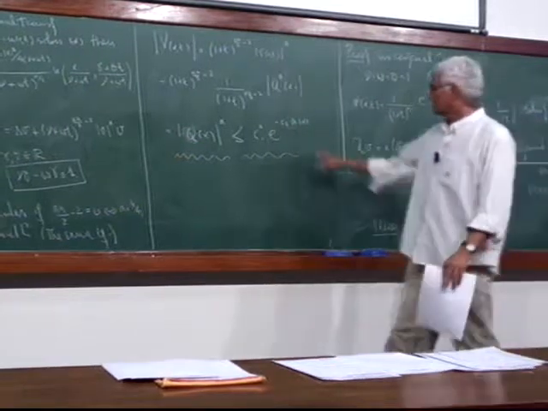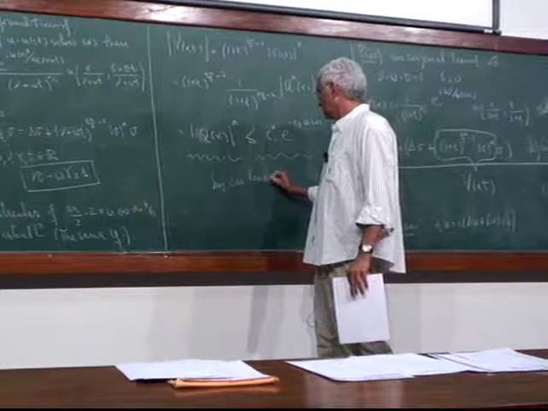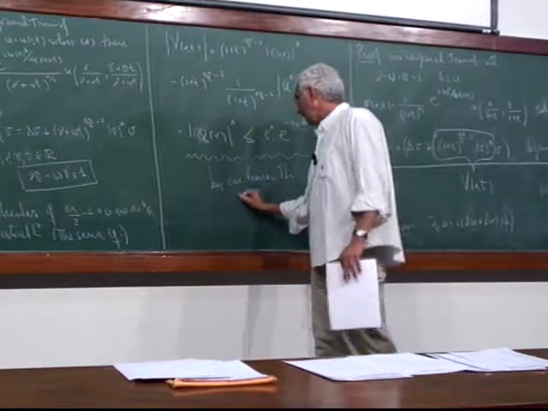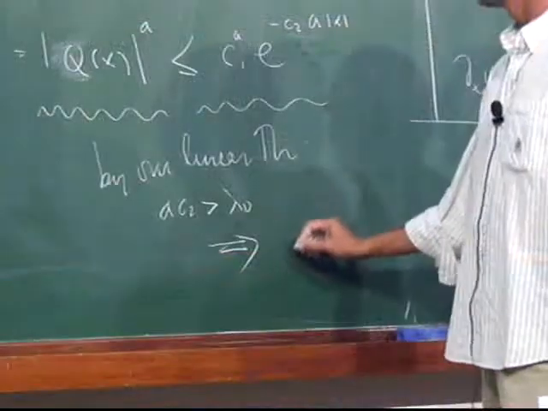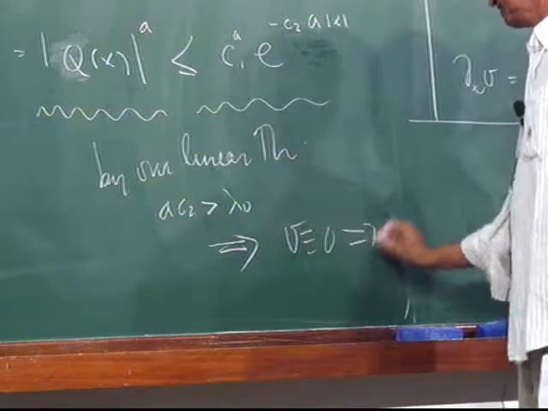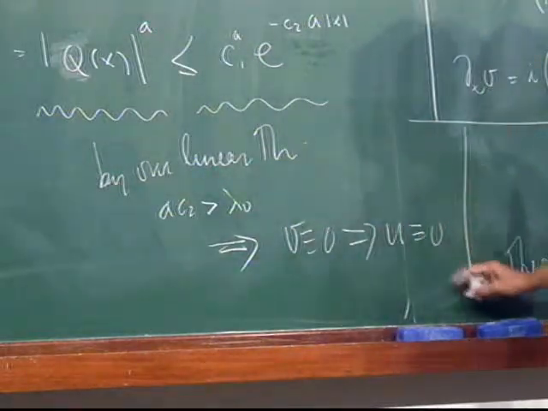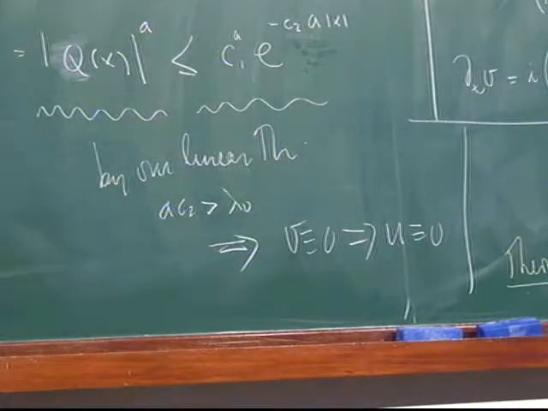Then this is, by our linear theorem, if A over C2 is larger than lambda 0, then everything is 0. Then B is 0, U is 0. Then you cannot have a solution that concentrates faster than the one given by the ground state or the standing wave. Is this okay?